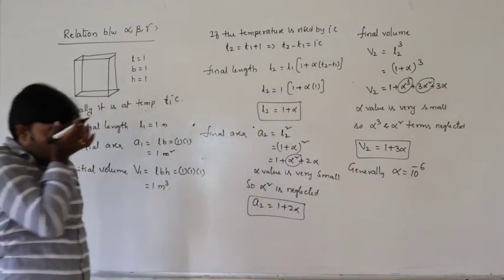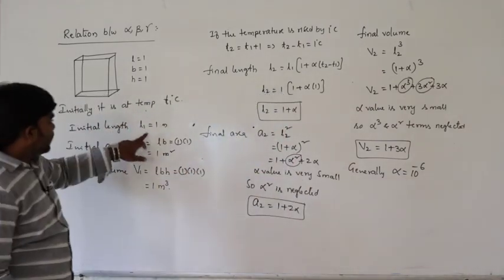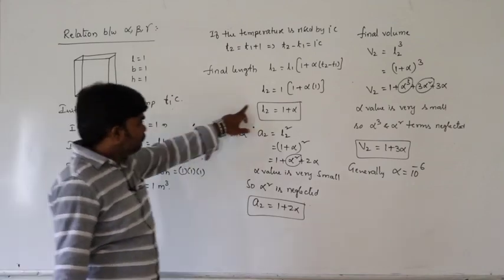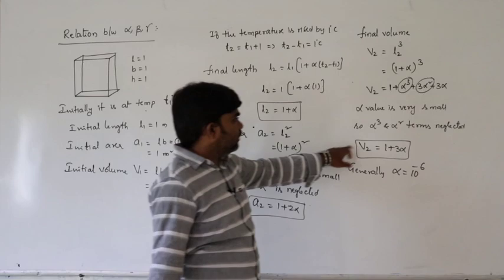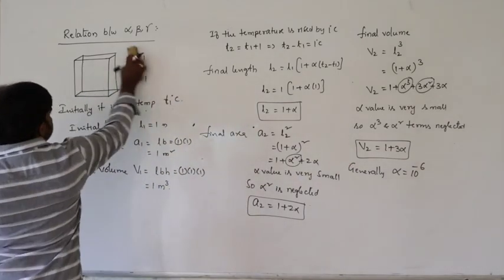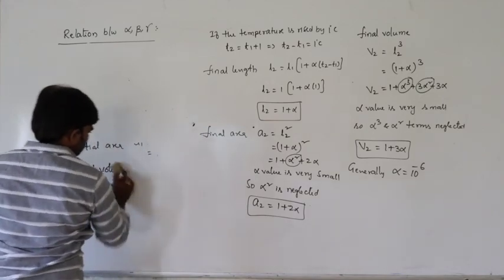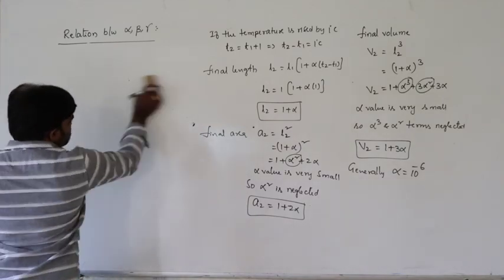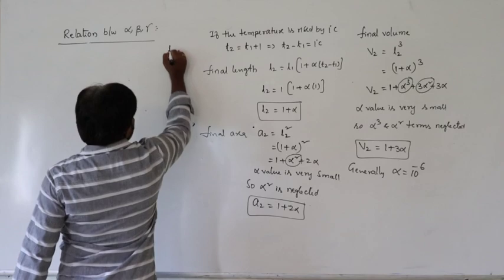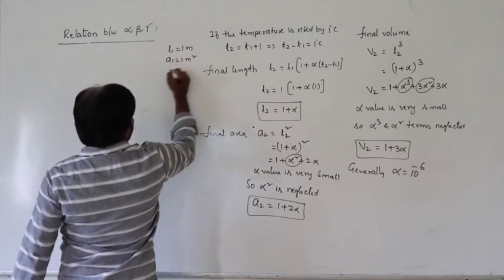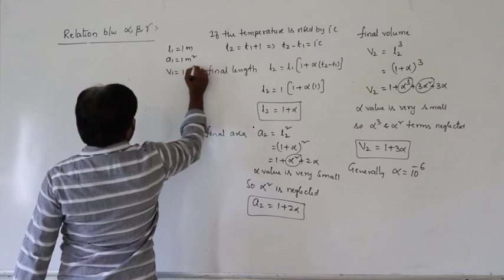So based on this we calculated initial length, initial area, initial volume, final length, final area and final volume. Next, remember that initial length is equal to 1, initial area is equal to 1 meter square, initial volume is equal to 1 meter cube.